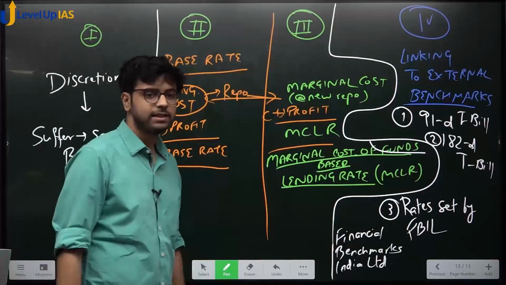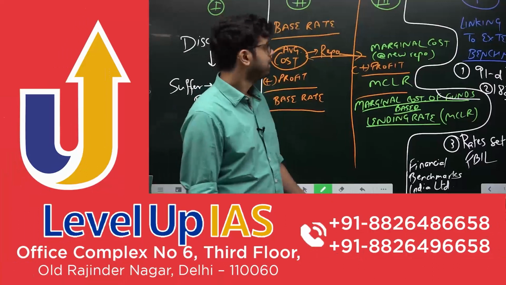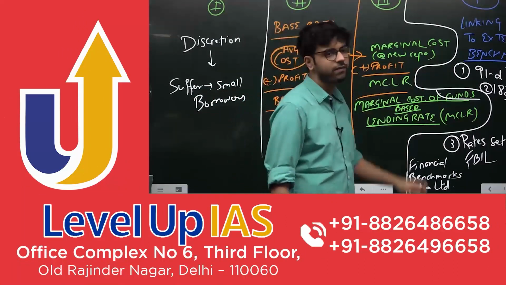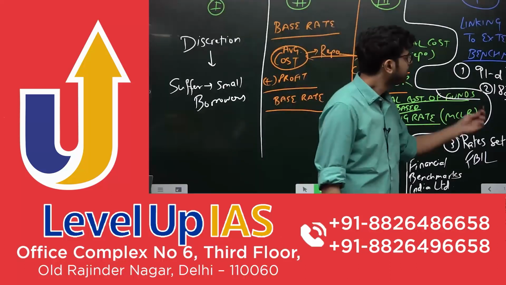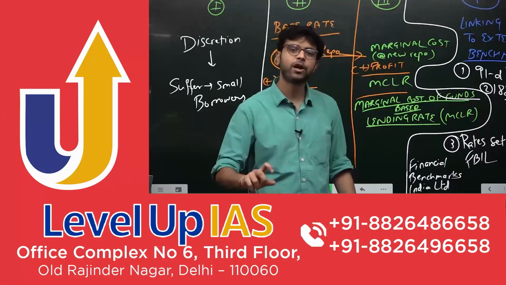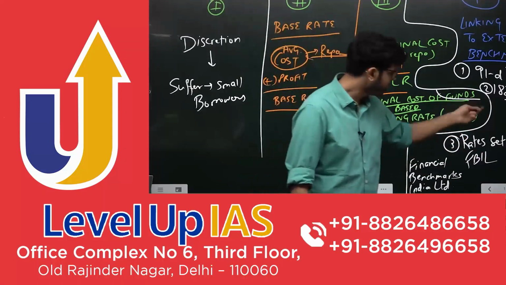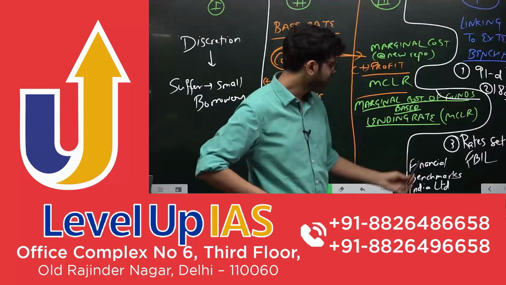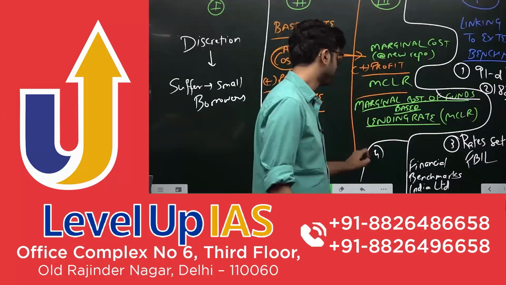And what is the most obvious linkage which RBI will give? The most obvious option RBI will give is to link it with the 91-day treasury bill rate, or link it with the 182-day. What do I mean by 91-day treasury bill rate? It means the rate of interest which is printed on the 91-day T-bill. So link it with that rate, or link it with the rate set by FBIL, and fourth and most important, link it with the repo rate.